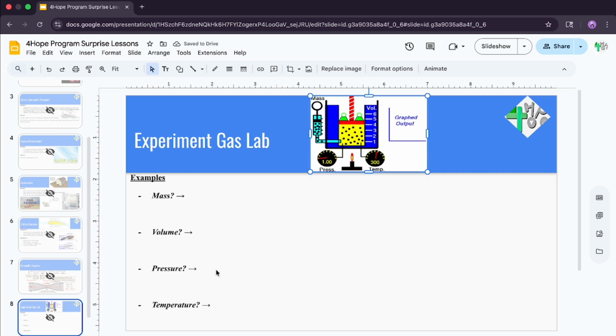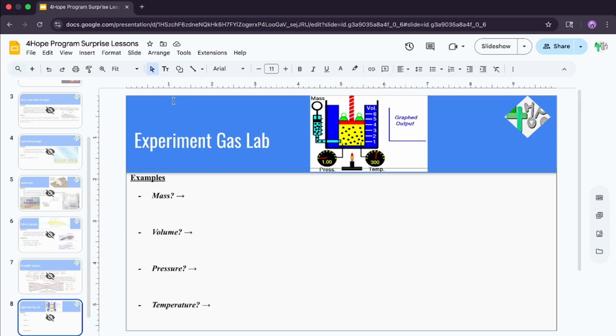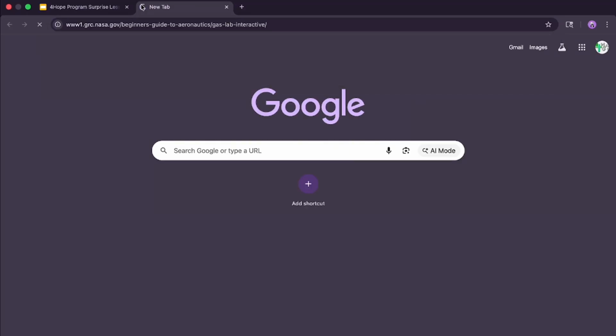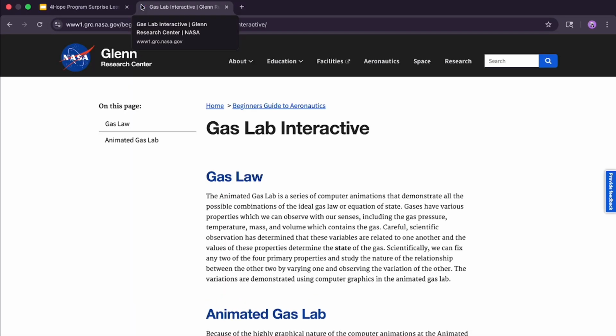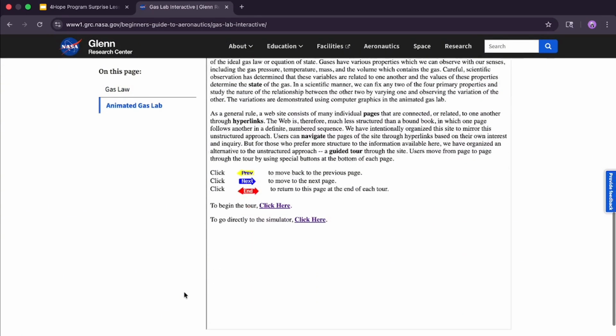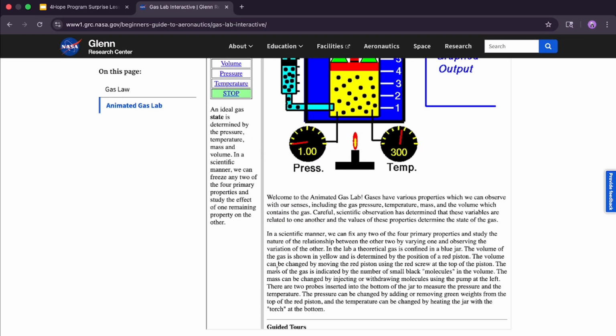We're going to make 4 different claims with 4 different parameters we're going to test. We're going to freeze either temperature, mass, volume, or pressure, and then we're just going to see what happens. And we'll make some claims based on our observations. So here is what it is. This is the graph. So let's go directly to the simulator.